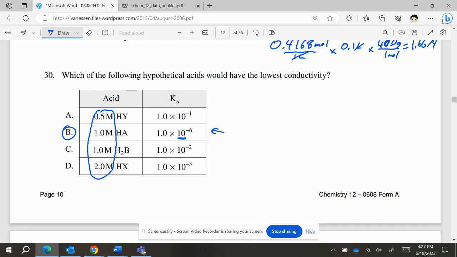If this was close, like if this said 1 times 10 to the minus 3, or say 2.0 times 10 to the minus 3, then maybe we'd have to start looking at some calculations, like an ICE table, to compare it. But since it's times 10 to the negative 6, it's such a small number compared to the other ones, we can pretty much say that it's going to be that one right there.